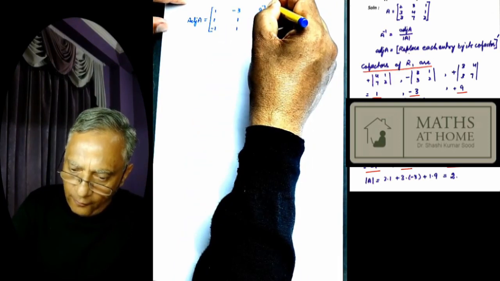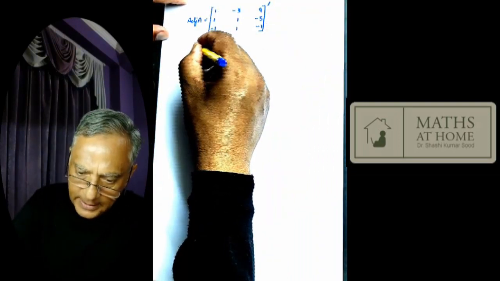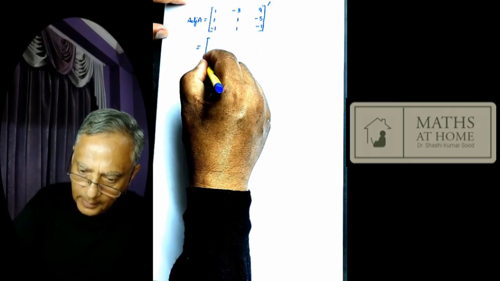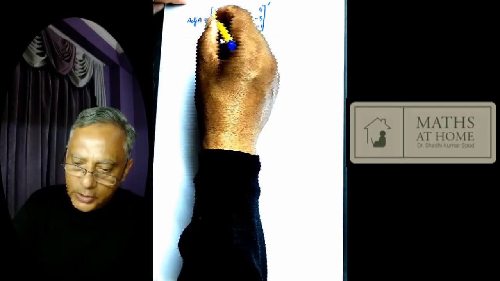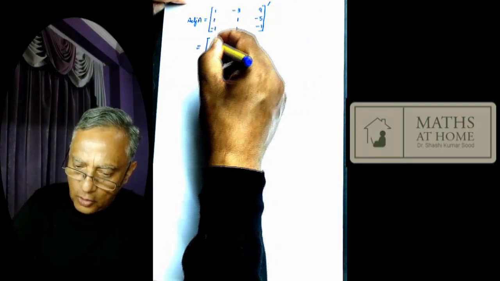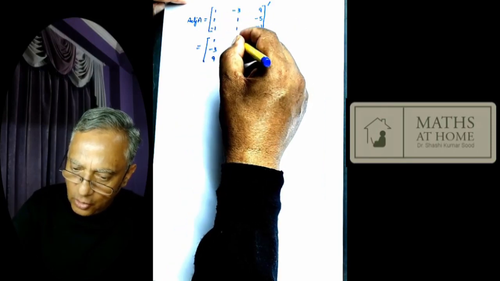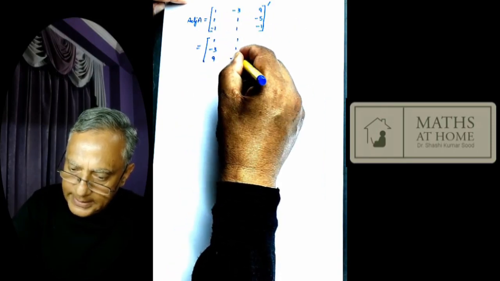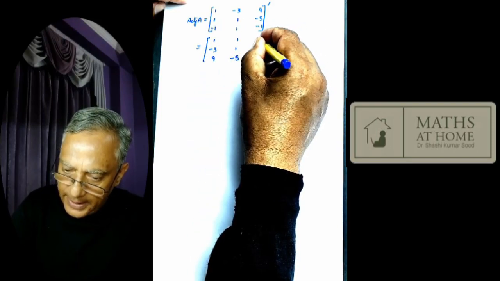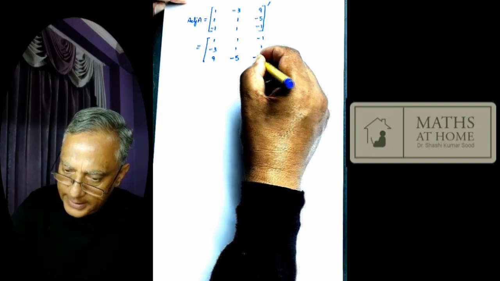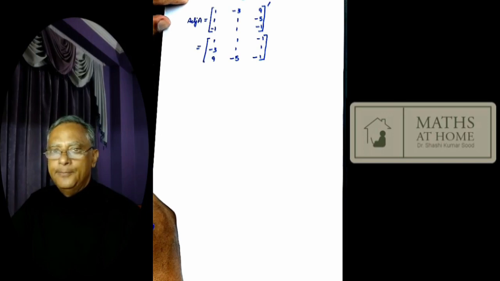So adjoint of A is this transpose. Transpose is interchange of rows and columns. So this row will become the first column, 1, minus 3, 9. This row will become the second column, 1, 1, minus 5. Interchange the rows and columns. So this will be minus 1, 1, minus 1. This is adjoint of A.